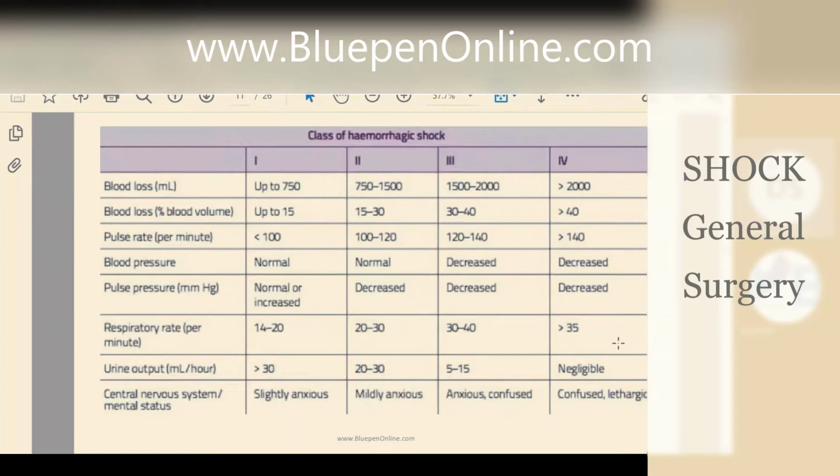And the CNS: altered sensorium or slightly anxious is stage 1, mildly anxious is stage 2, stage 3 is anxious and the patient is confused, he's not able to recognize where he's admitted in the hospital or where he is, in the home or anything. And when he's fully confused and lethargic, that is, he can't get up from bed, he's fully drowsy, he is stage 4. So this classification you should remember.